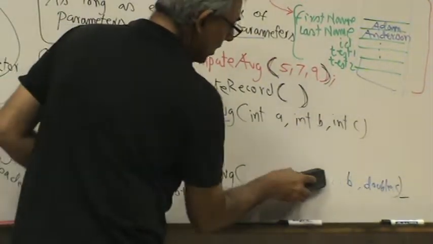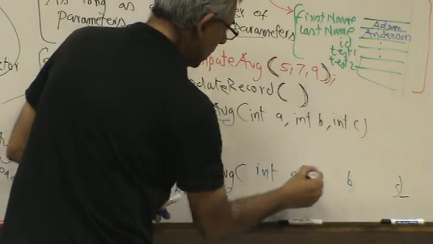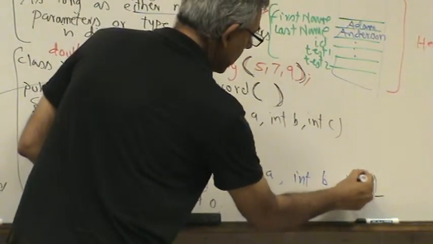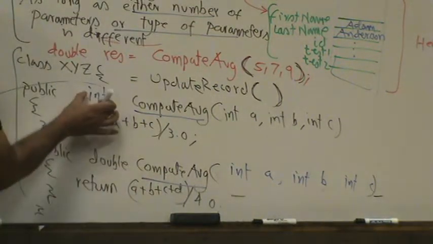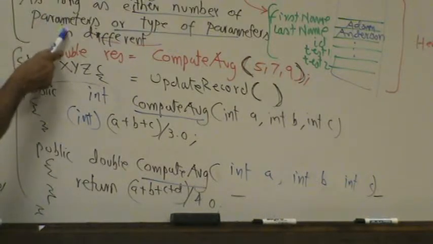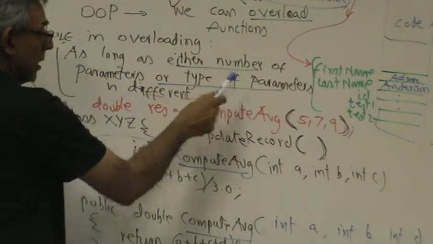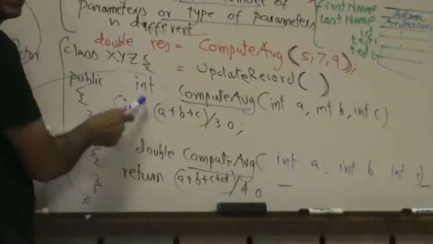Let me change this to int. Now this is returning an int, this is returning a double. So is it legal or not? Can we overload it this way? We can't. The answer is, again, if you take a look at the rule I gave you, it only talks about the parameters, it does not talk about the return.